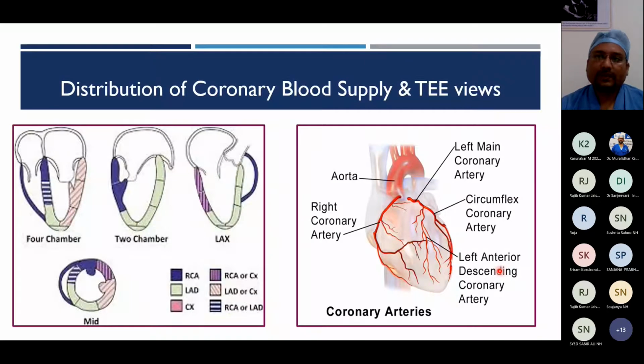The distribution of coronary blood flow in TE views. In the 4-chamber view, the LAD supplies the apical part of the septum and the apex, plus or minus the apicolateral wall. In the 2-chamber view, the whole anterior wall is supplied by the LAD, and in the midesophageal long axis view, the basal anteroseptum, mid anteroseptum, and apicoanteroseptum are supplied by the LAD.